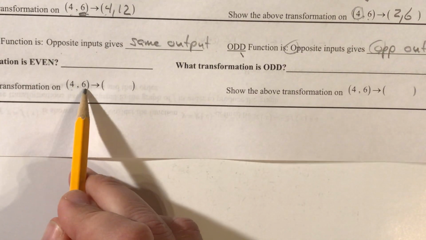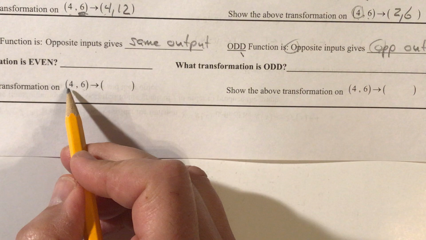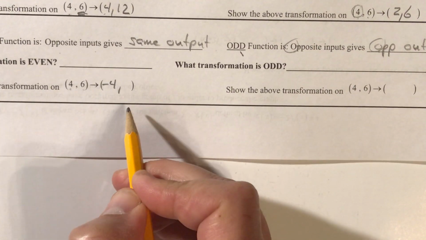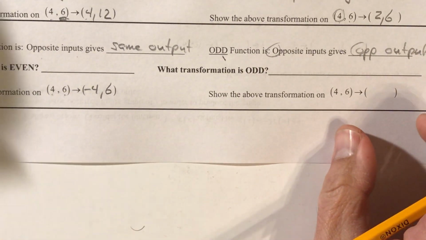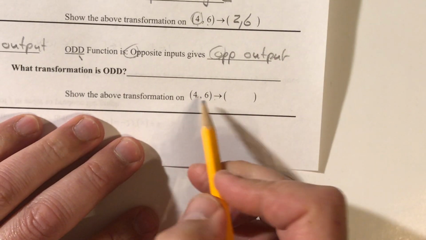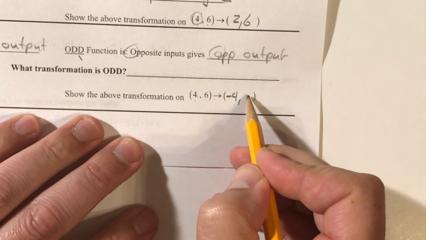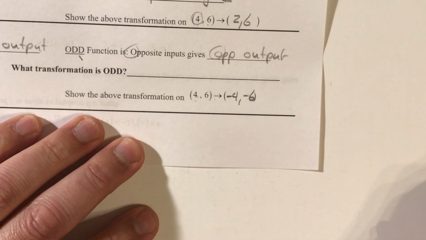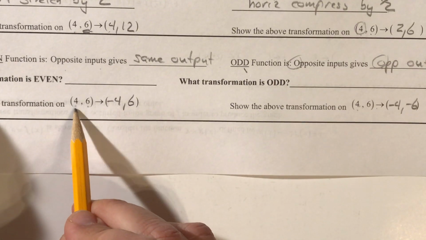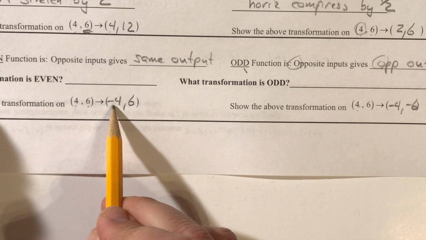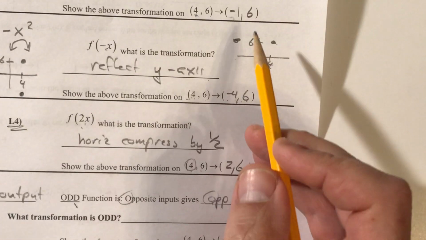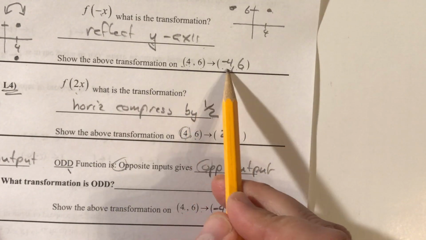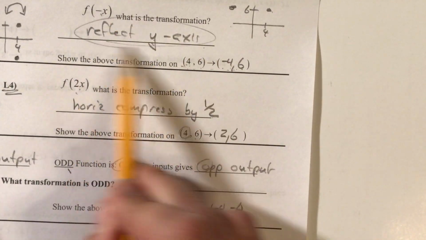So where does 4, 6 go? All right, opposite input, -4, where's it going to go? To the same output, 6. As opposed to over here, 4, 6, the opposite input, 4, where's it going to go? To the opposite output, -6. All right, what kind of transformation is this? The x changes, but the y stays the same. We just saw that. The x changes, but the y stays the same right here. It's the same as reflecting through the y-axis.